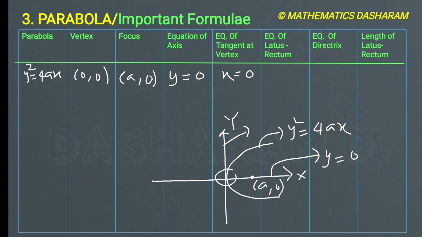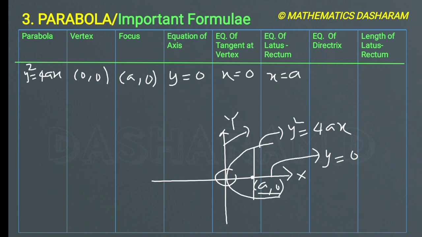Next, equation of latus rectum. Latus rectum means a chord which passes through the fixed point. It is called a latus rectum. So the fixed point is a comma 0. So then the equation of the latus rectum is x equals to the x coordinate a. So x equals to a.